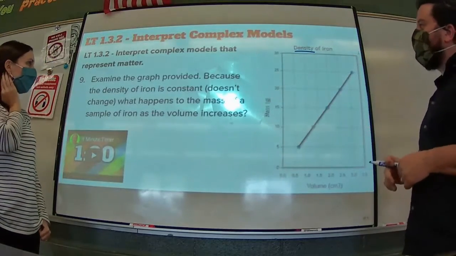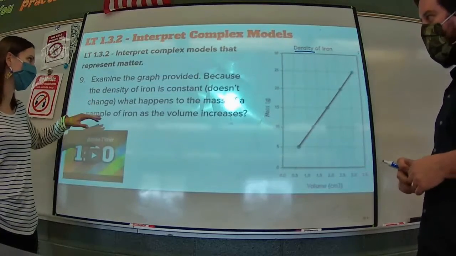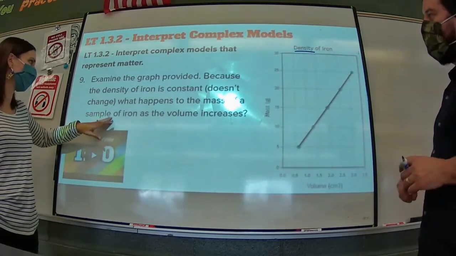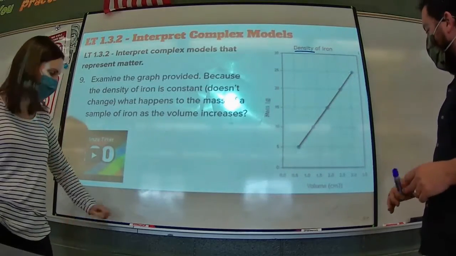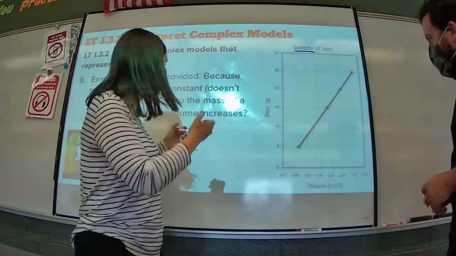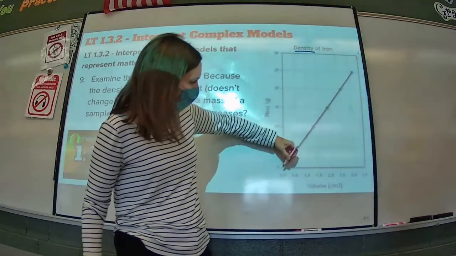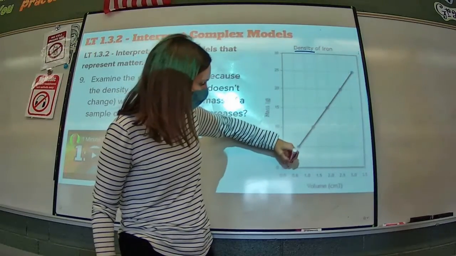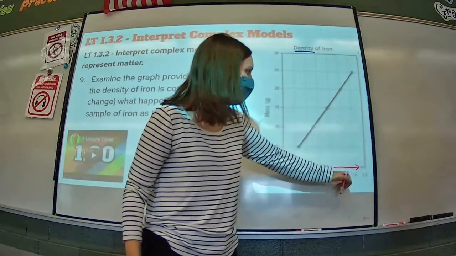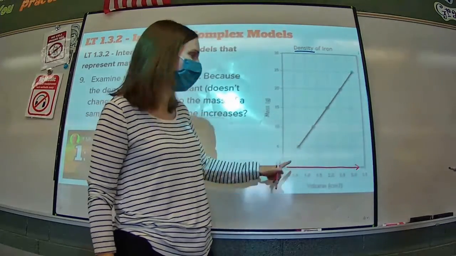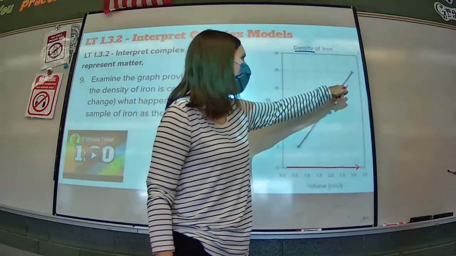So it says examine the graph provided. Because the density of iron is constant, doesn't change, what happens to the mass of the sample of iron as the volume is increased? So if we take a look, volume is down here on our x. So it's saying what happens as volume is increased. So I'm going to look and see where my numbers increase. So volume starts at 0, goes up to 3.5. So that's increasing volume. So I'm going to look and see what happens to my line as these numbers get bigger. And we can see that the value of the mass also increases.